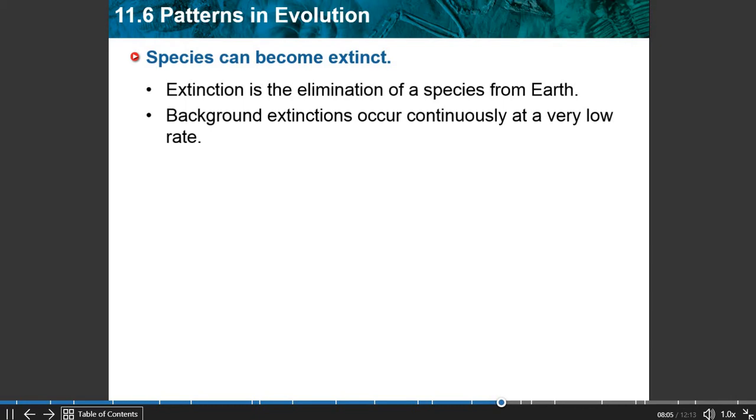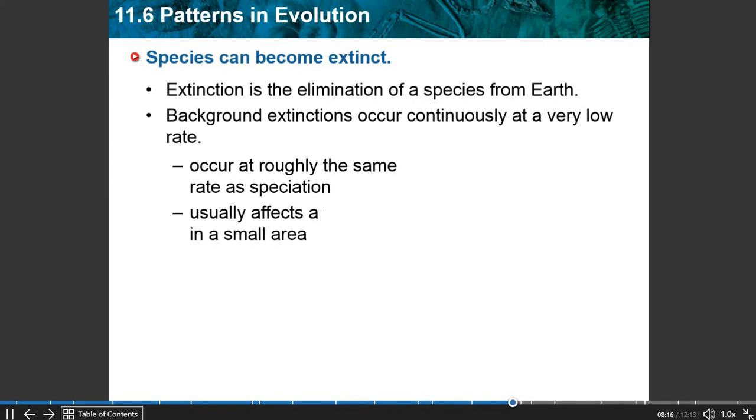So background extinction occurs roughly at the same rate as speciation, which is the creation of new species. And it usually affects a few species in a small area and can be caused by local changes in the environment.